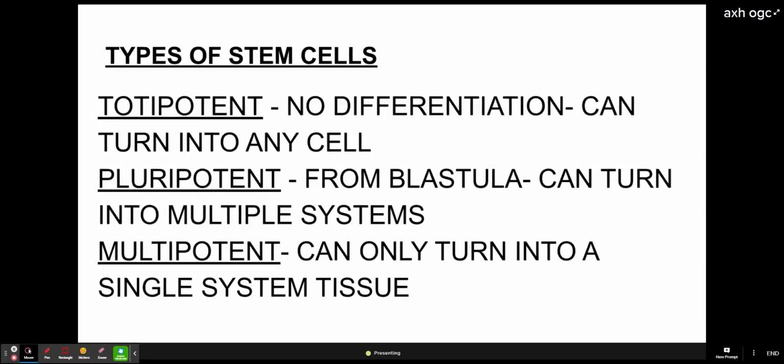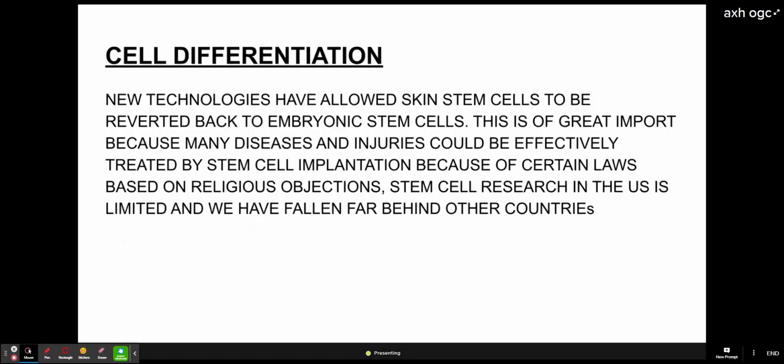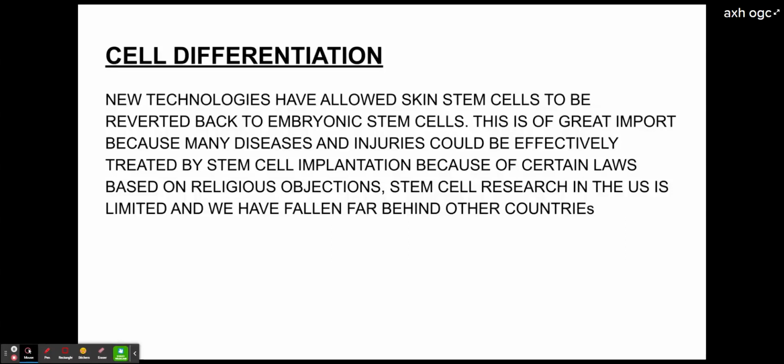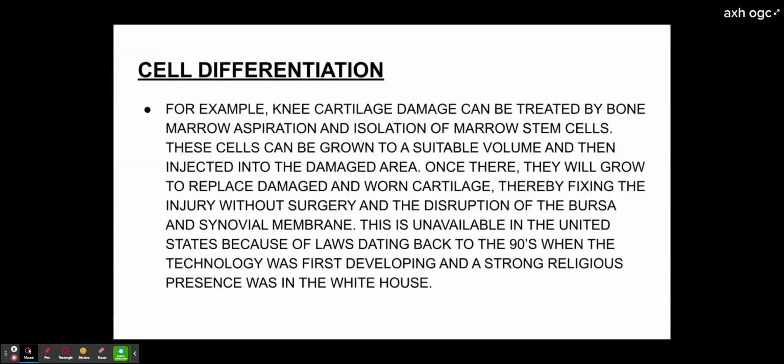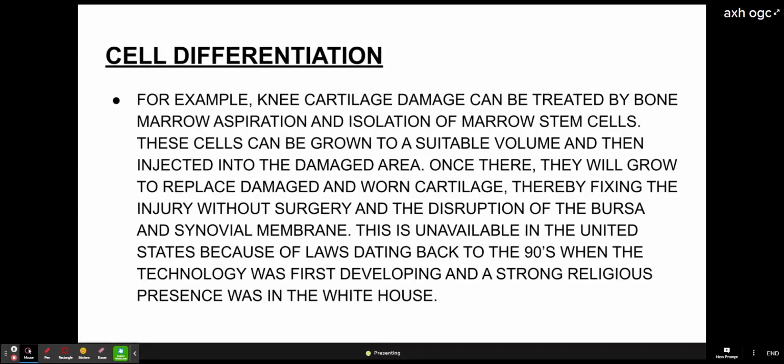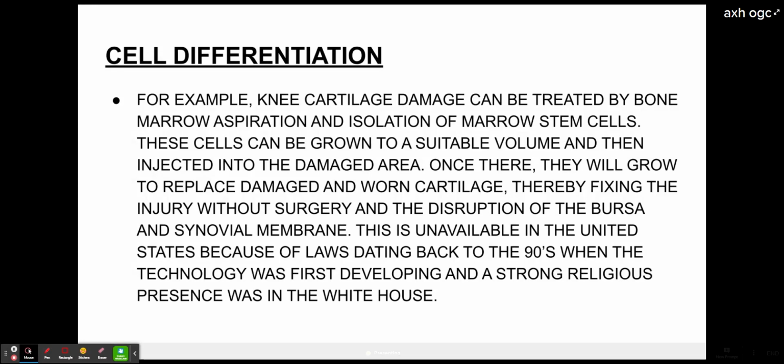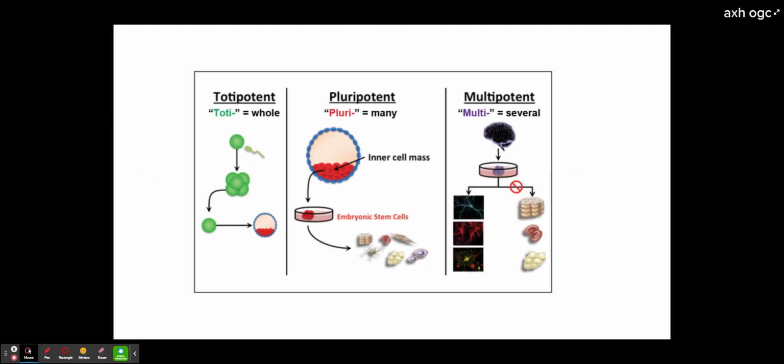So totipotent, no differentiation, can turn into any cell. Pluripotent from a blastula can turn into multiple systems, and then multipotent are the more restricted type. So this is just what I was saying, that you can reverse engineer, using CRISPR, multipotent stem cells and turn them into pluripotent stem cells, and then actually use them for some treatment of injury or disease.